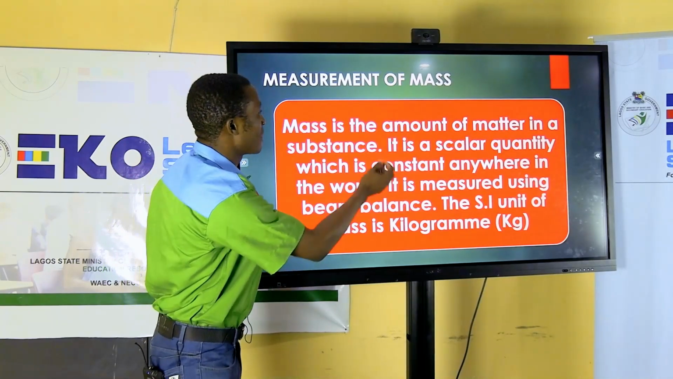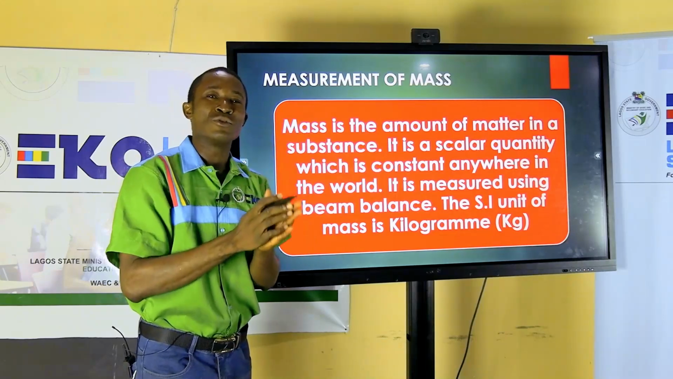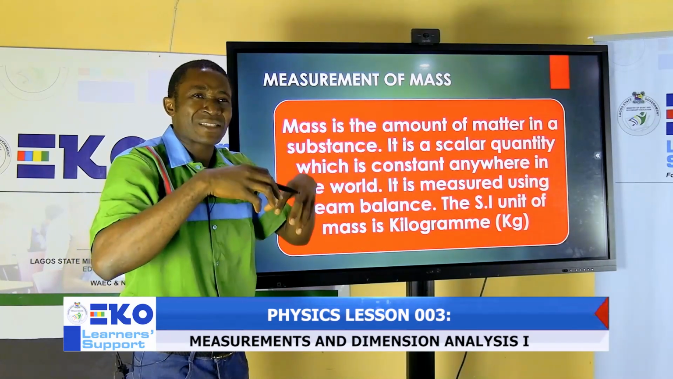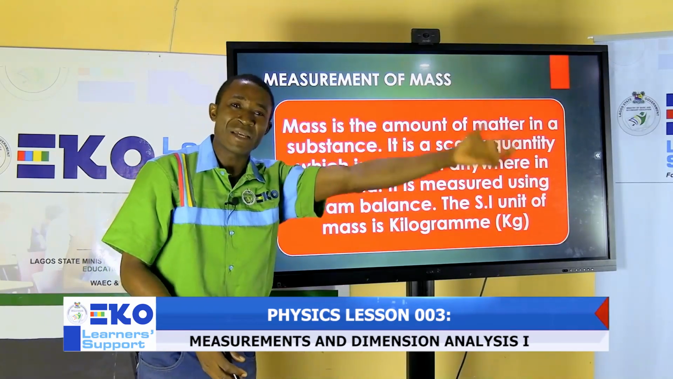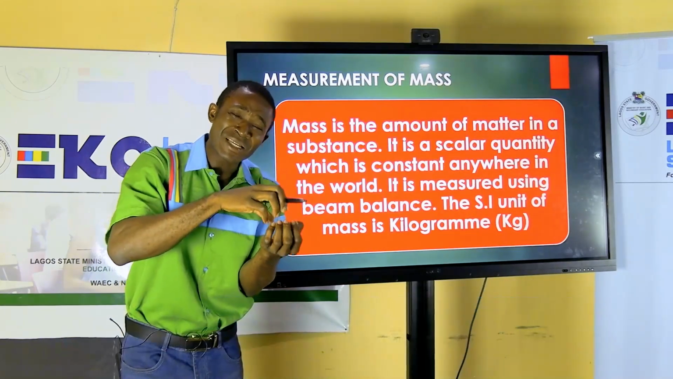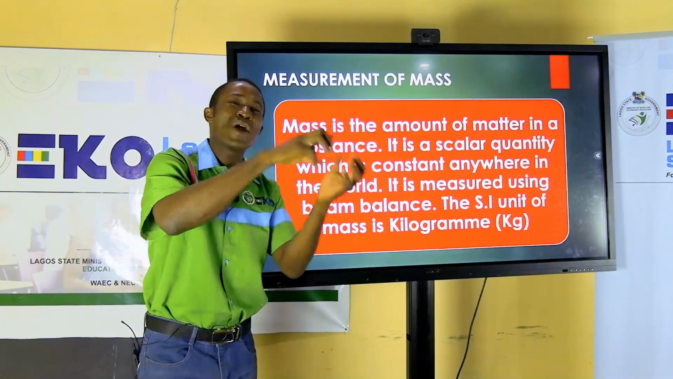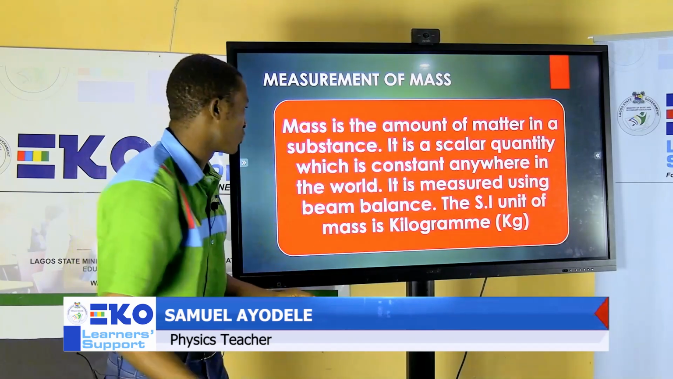So look at this now. Mass is constant everywhere. Anywhere you go to, your mass remains your mass because it is a quantity of matter that is in you. If you take a stone from here and you go to Jamaica, what is still in that stone is still in that stone. It's not missing. So mass, anywhere you take an object to, that mass will still be the same all through.